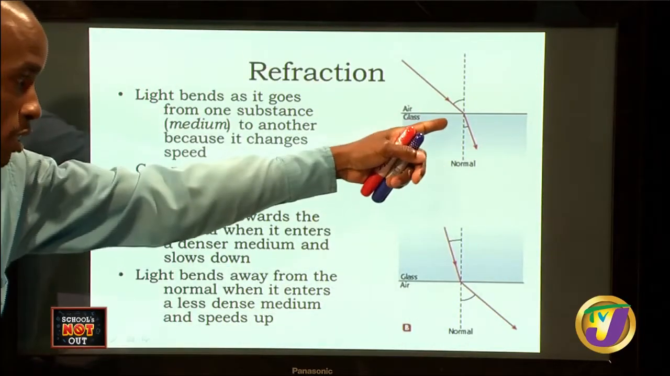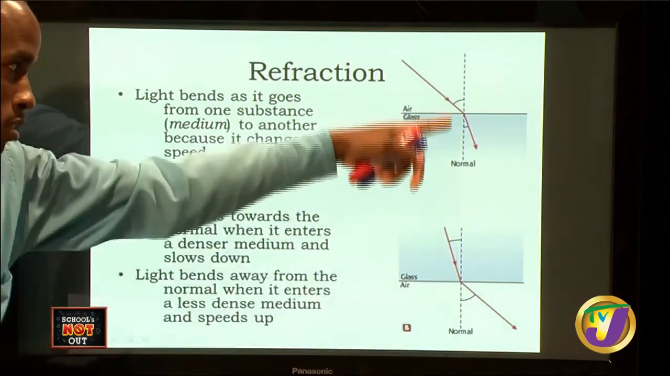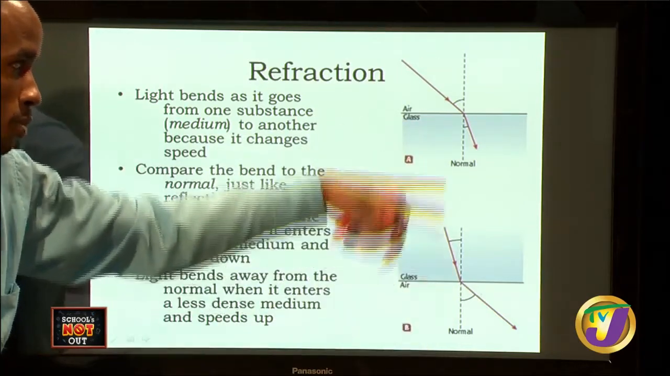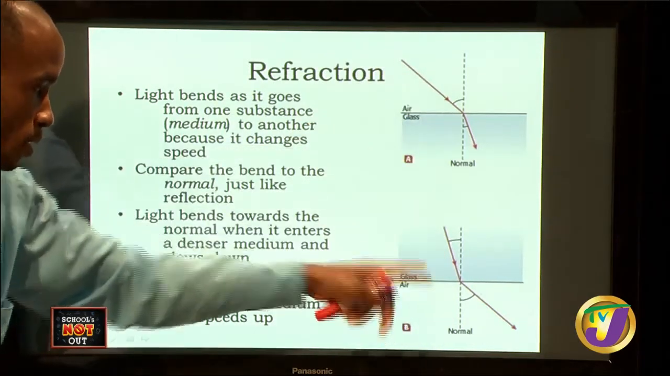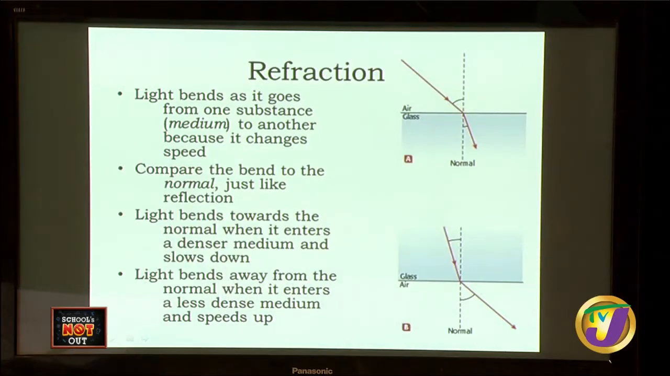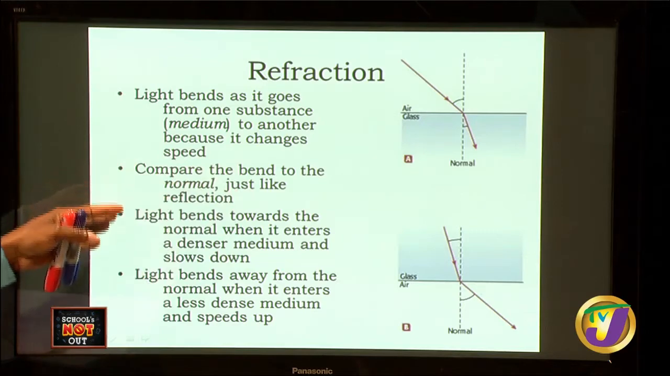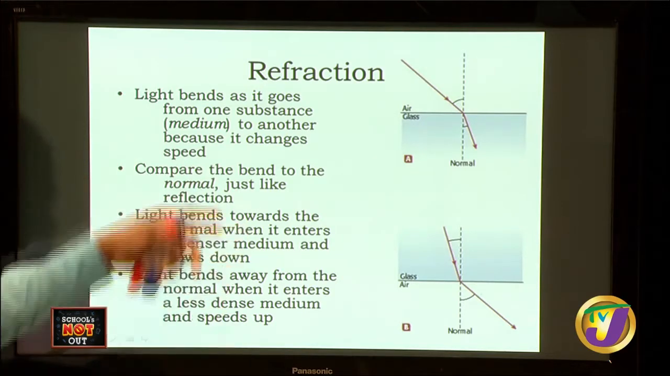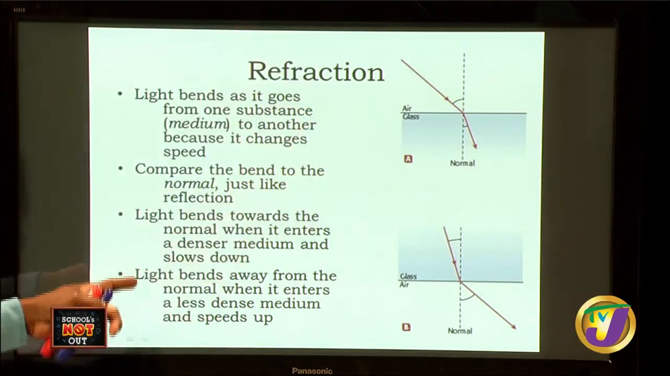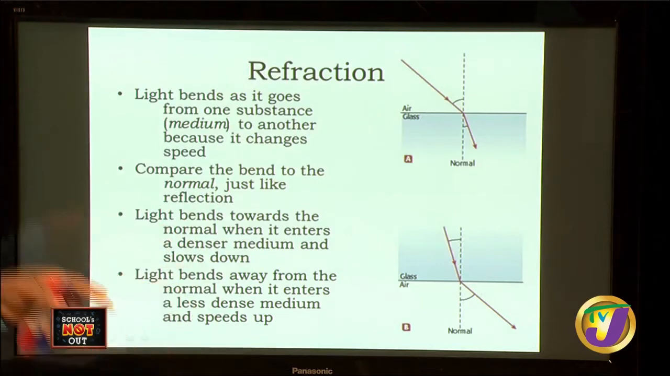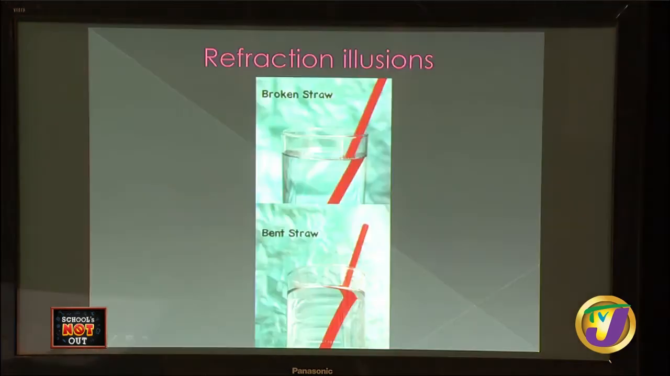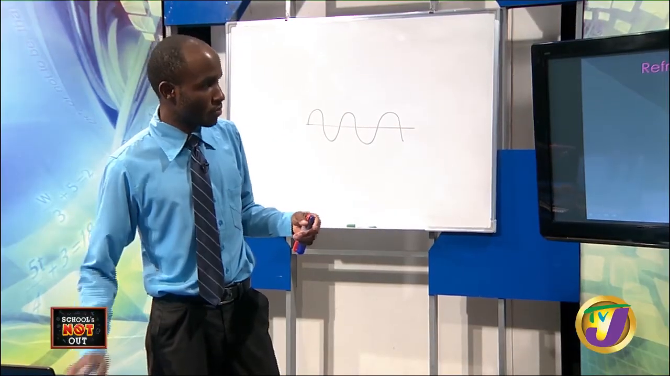So this is a refraction, that's also a refraction. This is slowing down, that's speeding up. Bending towards the normal, bending away from the normal. They go together, alright? So compare the bend to the normal, just like reflection. Light bends towards the normal when it goes from a less dense to a more dense medium. Light bends away from the normal when it goes from a more dense to a less dense medium. Alright? So that's what refraction is talking about there.